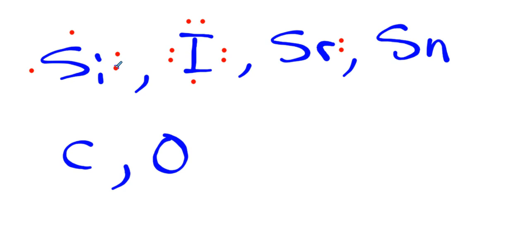Then tin, that is also in family 4. First 2 together. So 1, 2, 3, 4. I didn't even realize I did so many in family 4. Carbon's in family 4. 1, 2, 3, 4. Oxygen's in family 6. So 6 dots. 1, 2, 3, 4, 5, 6.